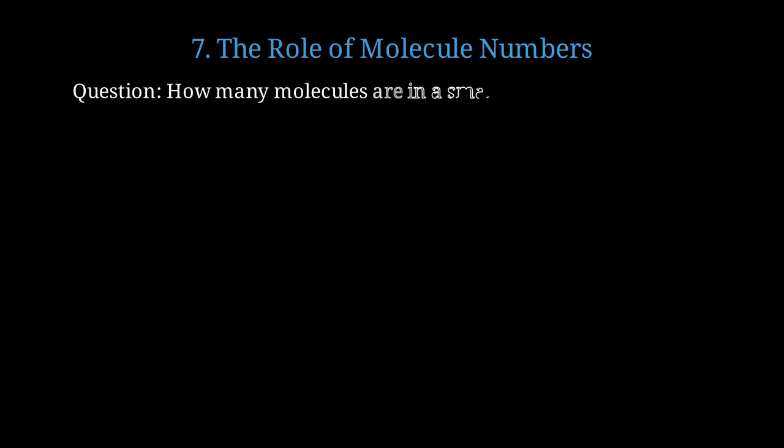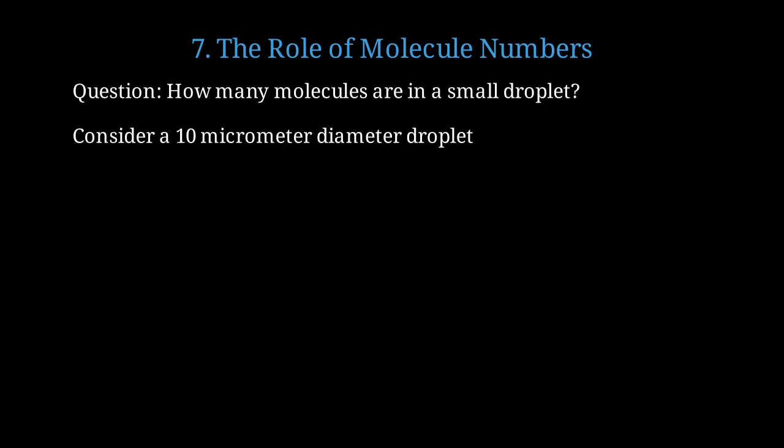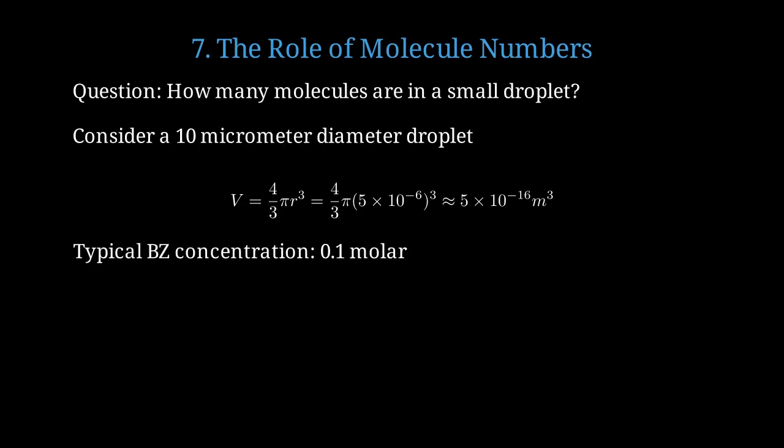In small droplets, discrete molecule numbers become critically important. Here's an important question. How many molecules of each species are actually in a small droplet? Let's consider a very small droplet with a diameter of 10 micrometers. The volume is 4/3 pi r cubed, which equals approximately 5 times 10 to the minus 16 cubic meters, or 500 femtoliters. Typical BZ reactant concentrations are around 0.1 molar.